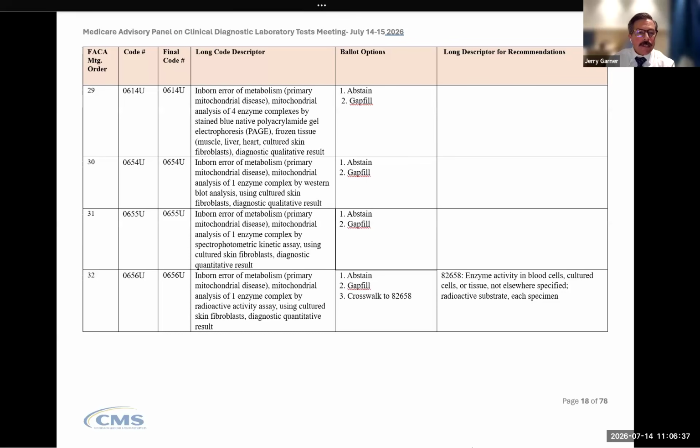fibroblasts. This test had no sponsor for the annual lab meeting and no presentation was received. And after researching the assay, the subcommittee found that the test belongs to Children's Colorado Hospital Laboratory under the test name pyruvate dehydrogenase enzyme activity, or PDH. The subcommittee recommends crosswalk to 82658. This is the strongest match since the two codes align on specimen type and methodology.